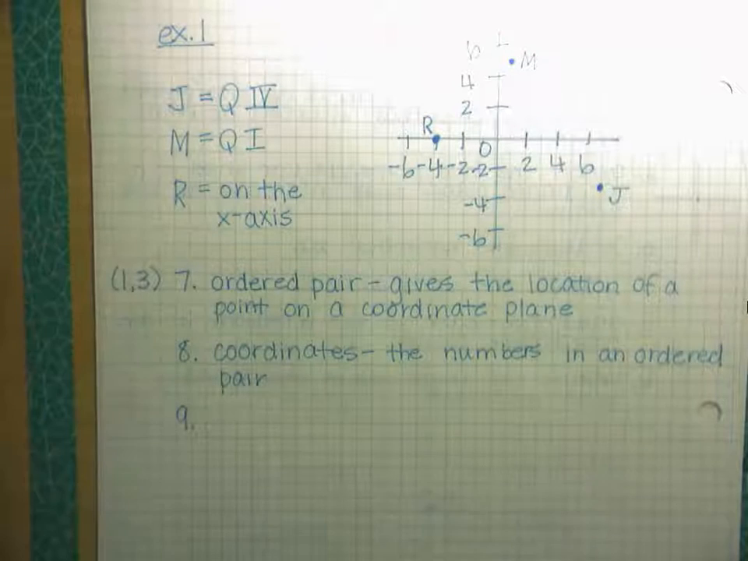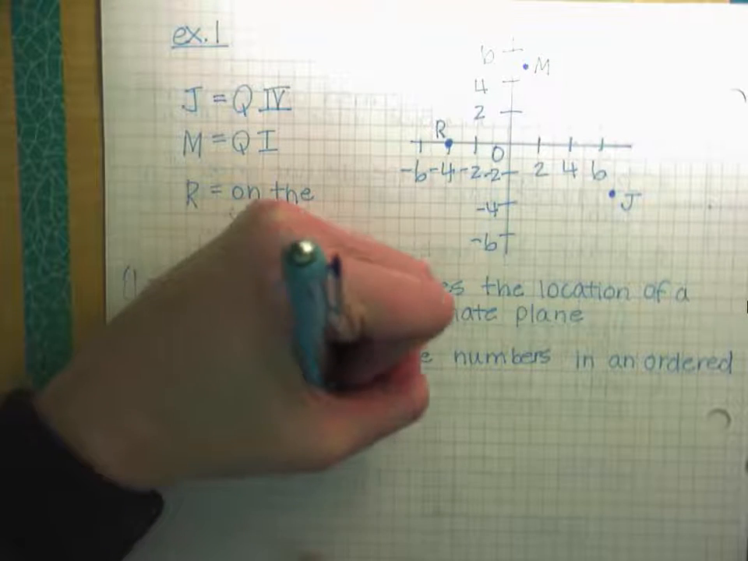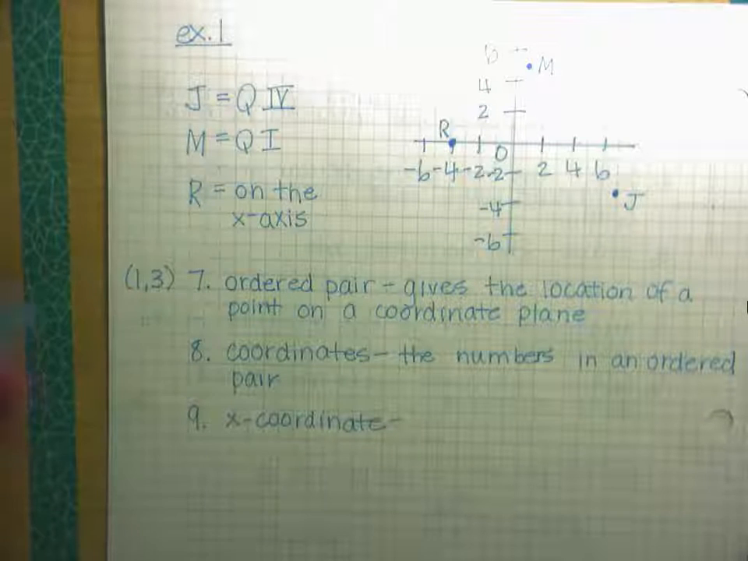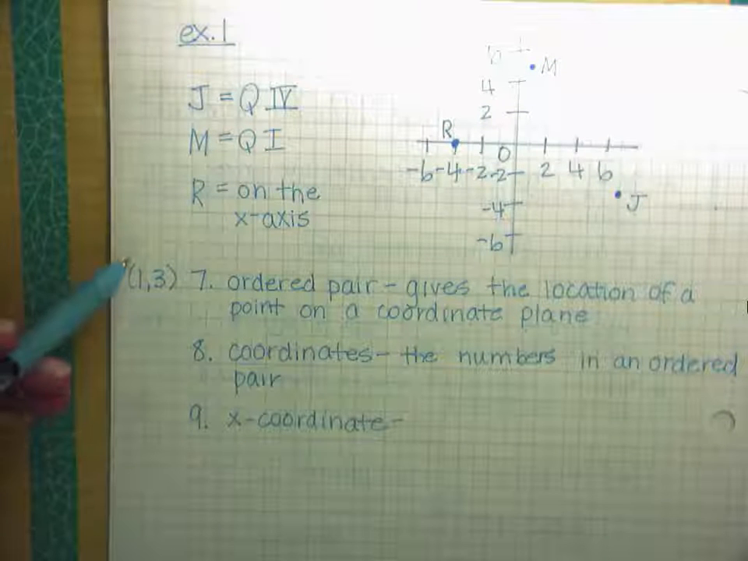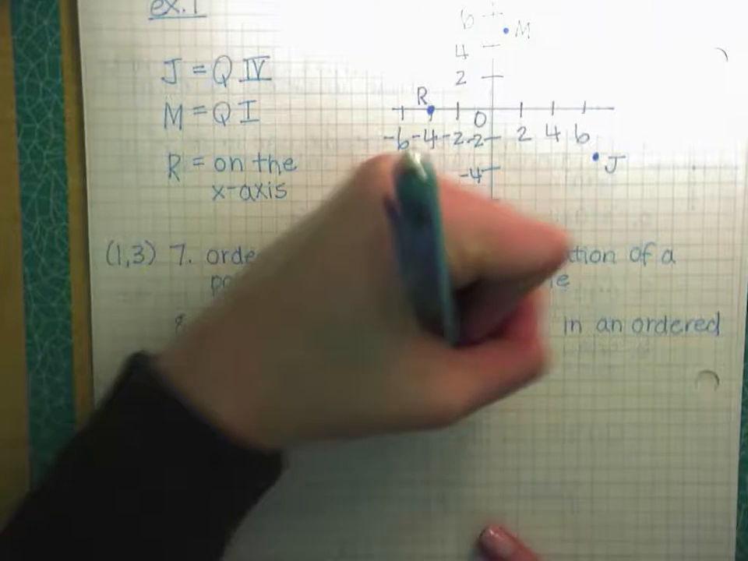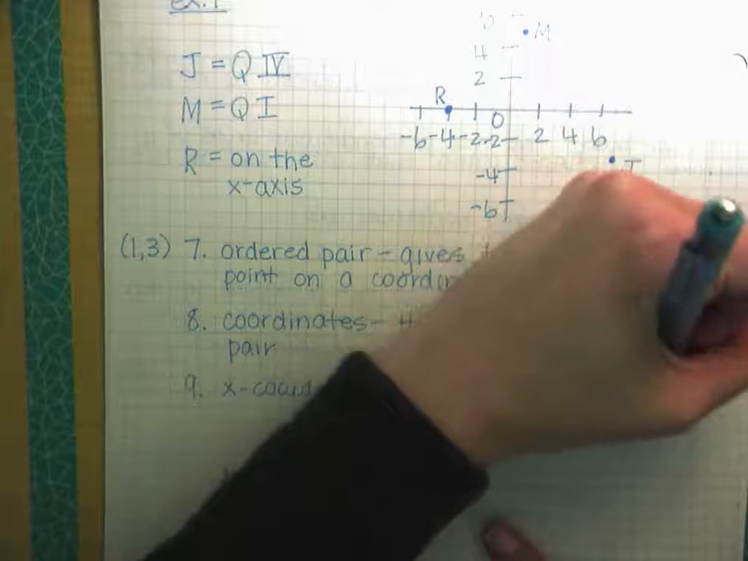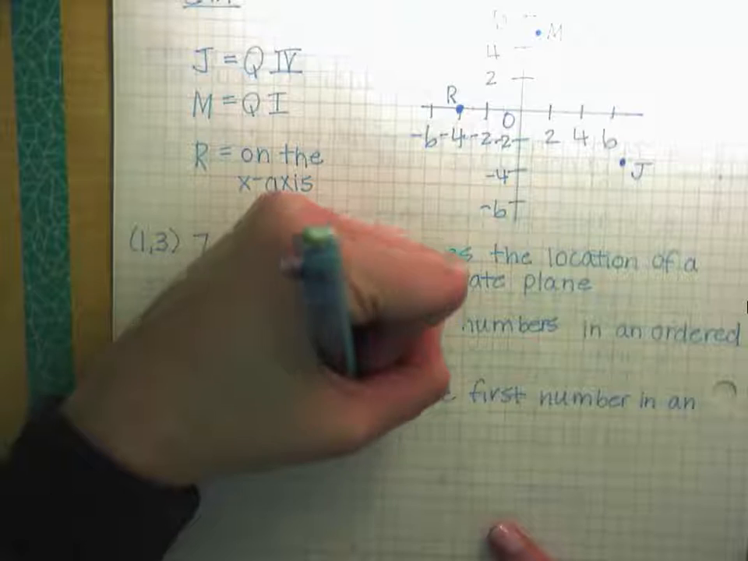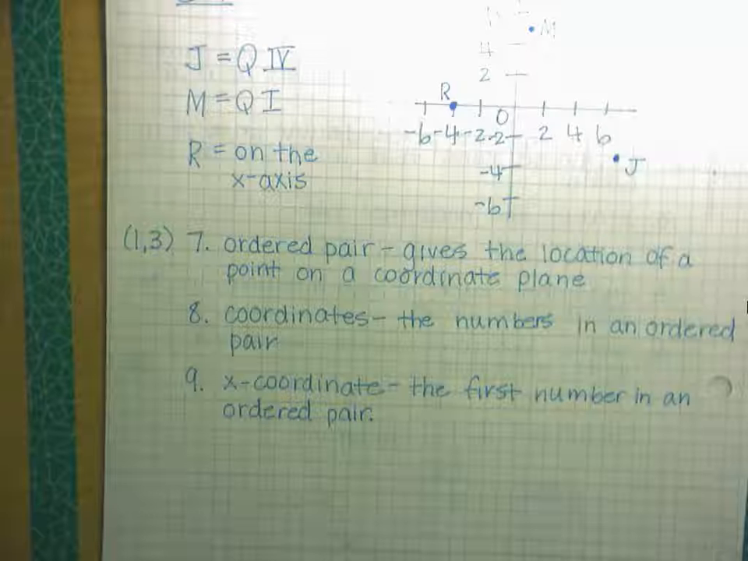Okay, our next term, we're going to look at the x-coordinate. Okay, and the x-coordinate is just going to be this first number in the ordered pair. So in this example, our x-coordinate would be 1. So the x-coordinate is the first number in an ordered pair.